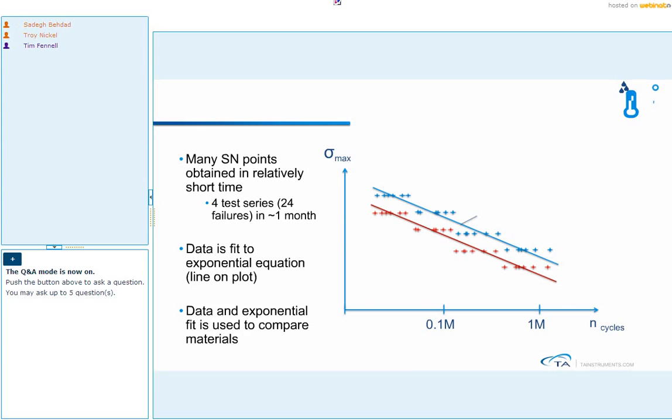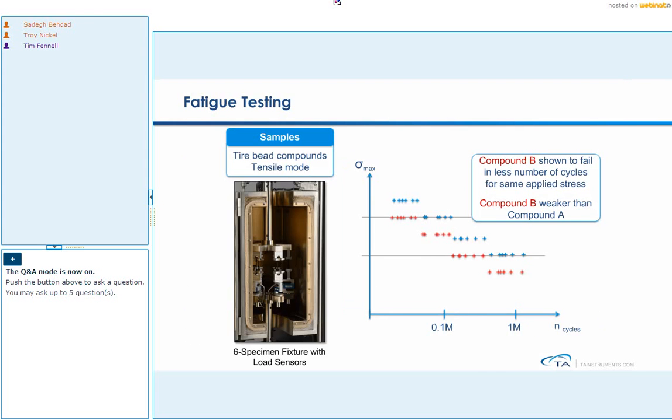Now, after we do the curve fitting, you're going to get an exponential line that is fit to both. And by comparing those exponential lines, you can compare your materials to each other.